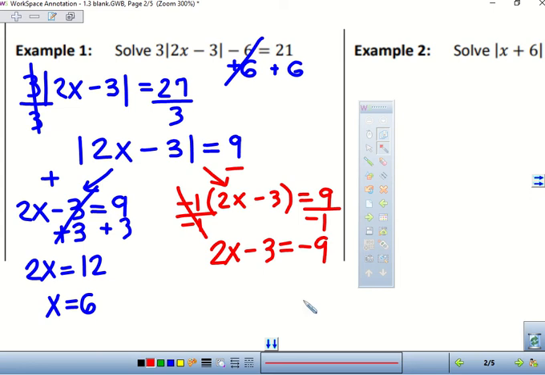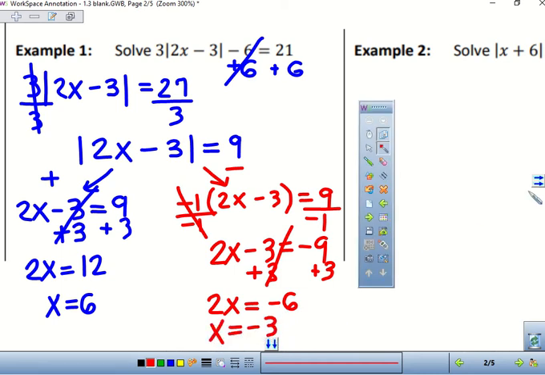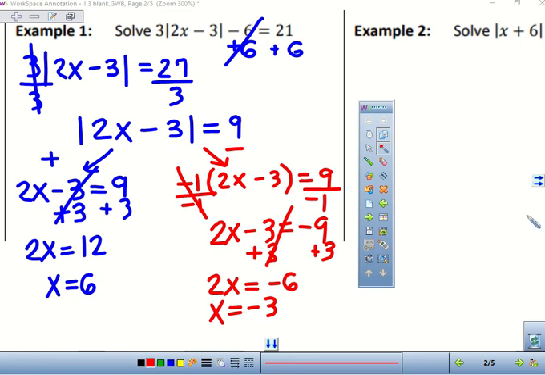And then what would be my next step? Add 3. And then do what? Good. Which comes out to be? -3. So these are my two possible solutions. Now we haven't verified these solutions yet. So these solutions always need to be verified.